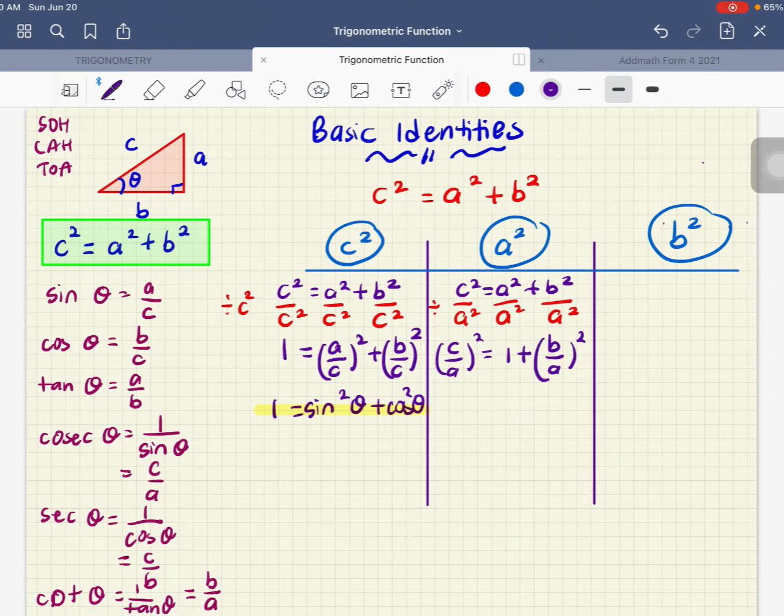Alright, so let's look at what we did at first, right? C over A is actually, yes, this one. So cosecant theta is actually C over A, right? So C over A squared is cosecant squared theta, equals 1 plus B over A, which is actually cotangent theta, so I'm going to replace that with cotangent squared theta. Now that is our second identity.